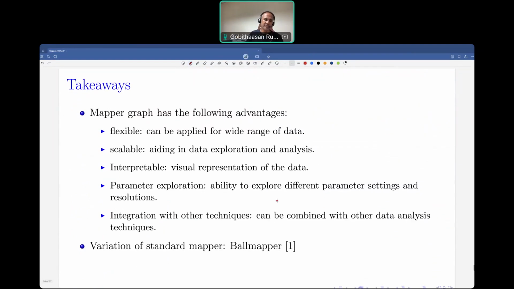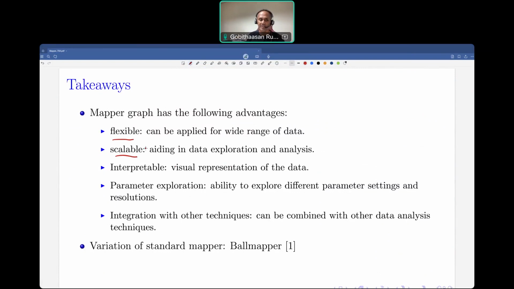So the takeaway is mapper graph has the following advantages. First, it's flexible. It's super flexible. It can be applied to any kind of data as long as from the data, you'll be able to get some sort of distance or some sort of kernel which you are going to use as a filter function. Next is it is scalable.